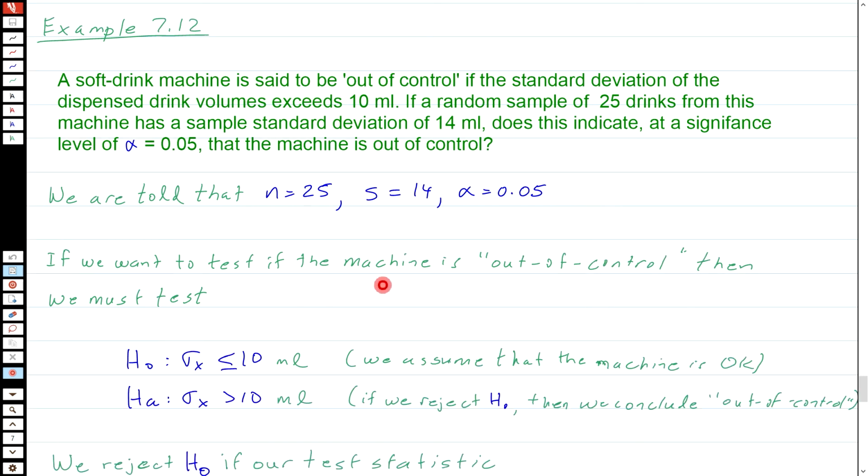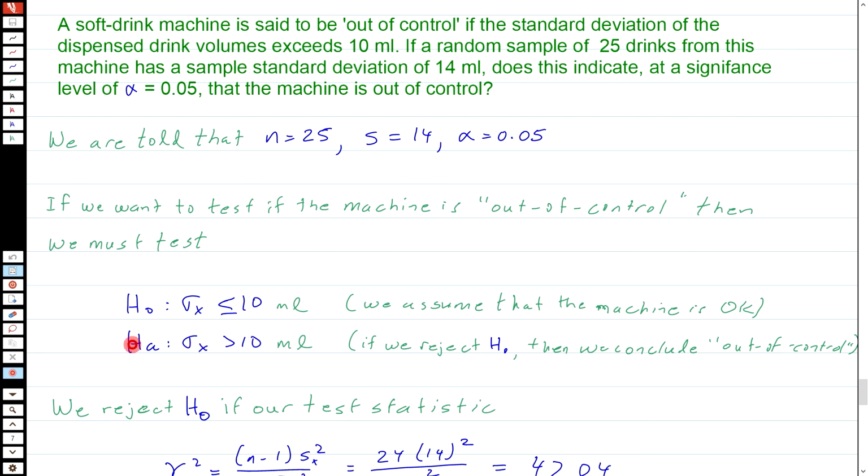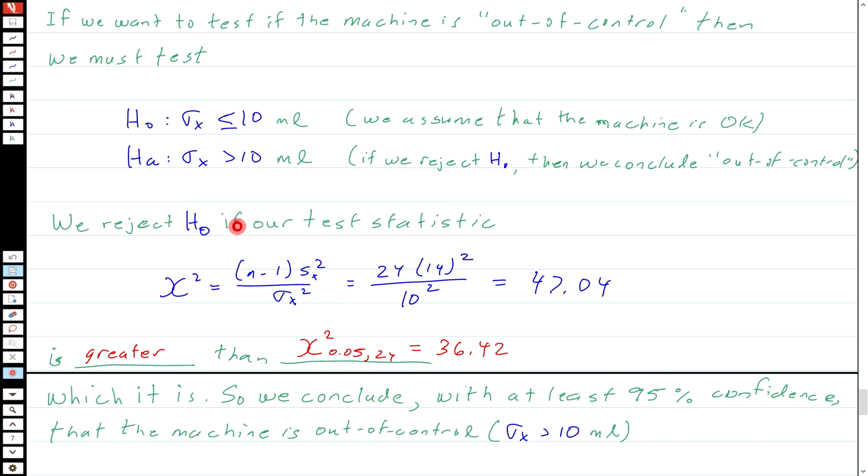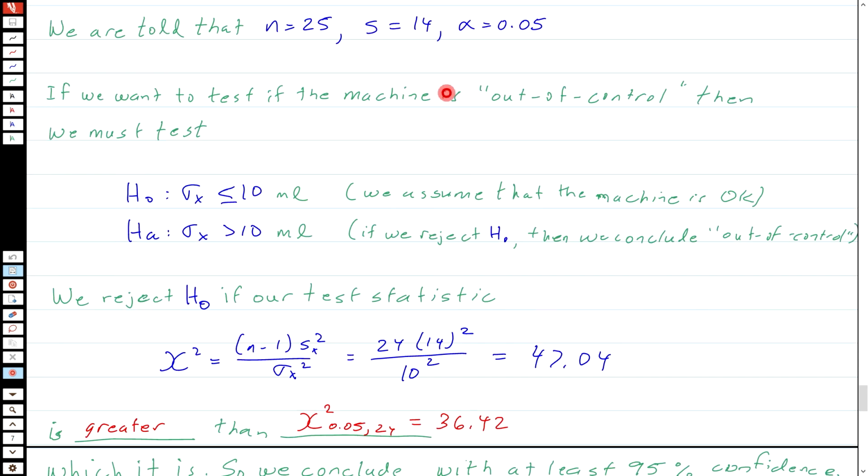If we wish to test if the machine is out of control, then we put in our alternative that sigma x is greater than 10. If we reject H naught, then we can say the machine is out of control and we've got to do something about it. So we reject H naught if our test statistic chi squared is equal to (n-1)s squared over sigma squared. Now it's just plug in the numbers. N is 25, so minus 1 is 24. S is 14, so s squared is 14 squared. And underneath, the claim is that the standard deviation is 10, so the variance is 10 squared. Plugging in the numbers here, I get 47.04.